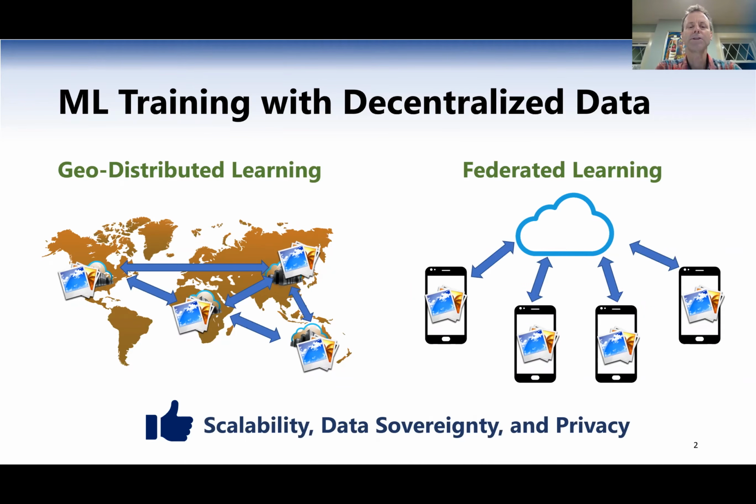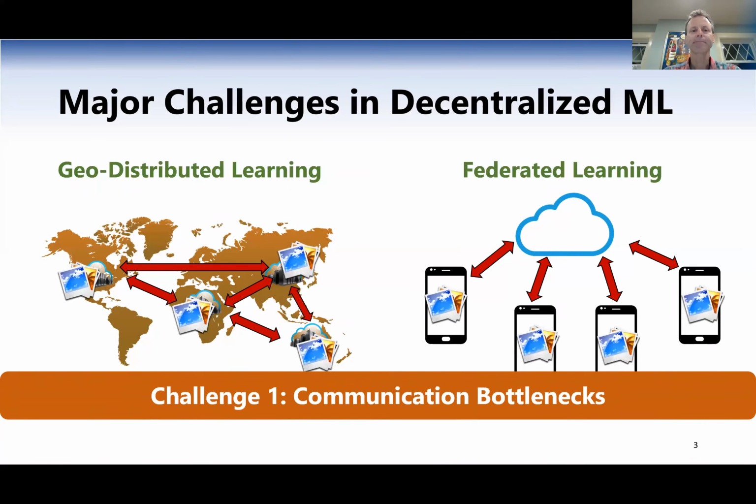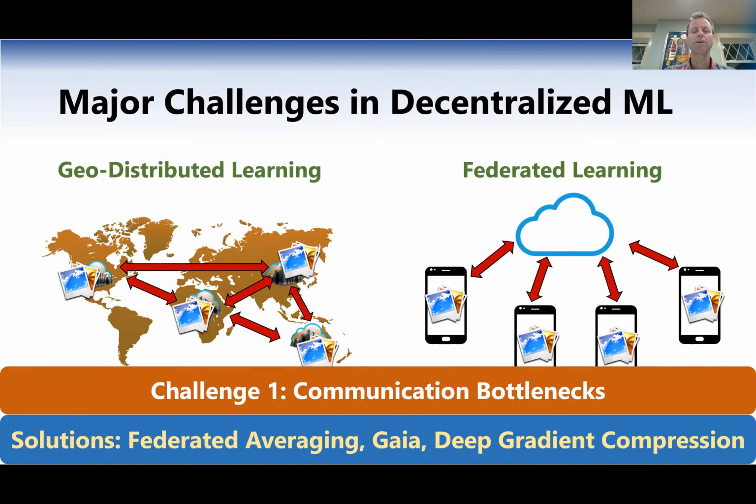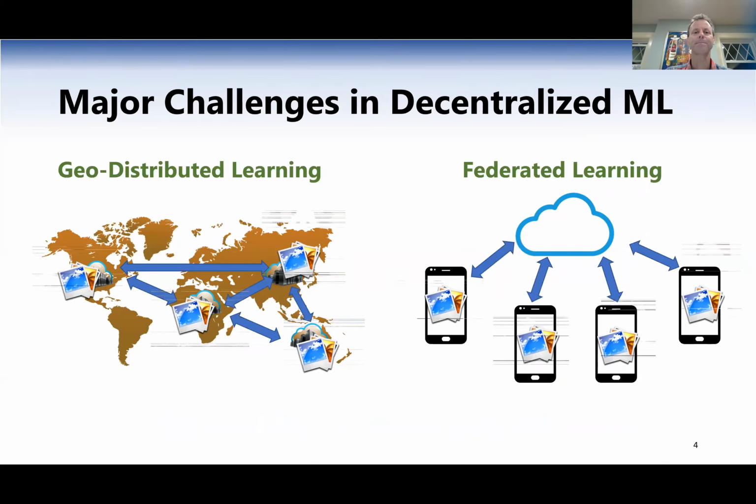As we know, pushing the training out to where the data are improves scalability, the ability to enforce data sovereignty, and protect privacy. However, there are a couple of challenges that arise in this setting. One is that communication becomes an even more significant bottleneck in the training. Fortunately, a number of solutions have emerged, such as federated averaging, Gaia, and deep gradient compression, that have reduced the amount of communication and helped eliminate this bottleneck.